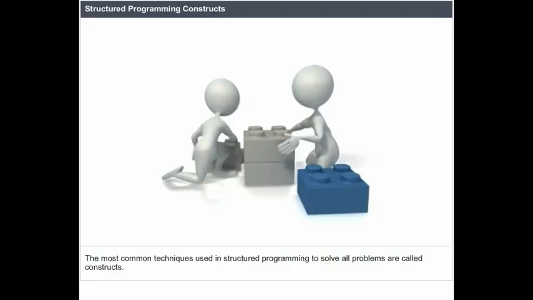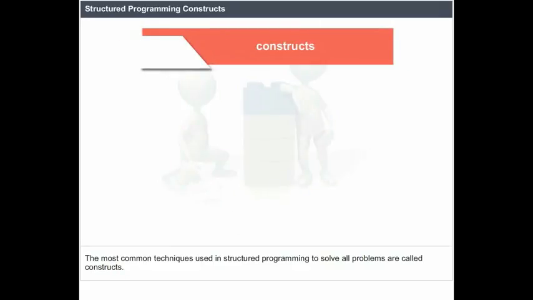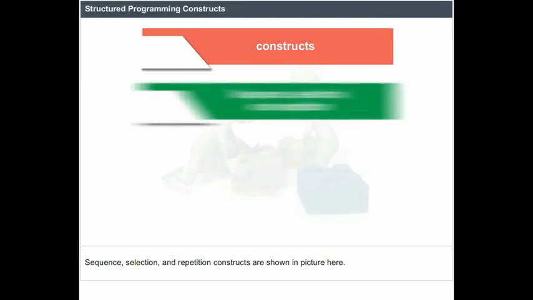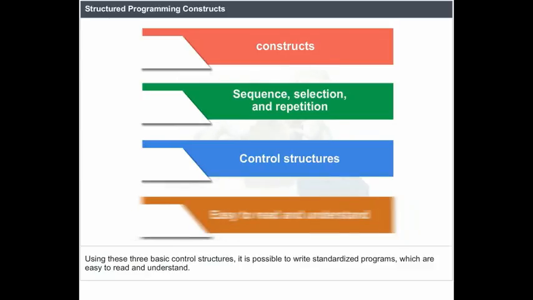Structured programming constructs. The most common techniques used in structured programming to solve all problems are called constructs. Sequence, selection and repetition constructs are shown in the picture here. These constructs are also called control structures. Using these three basic control structures, it is possible to write standardized programs which are easy to read and understand.